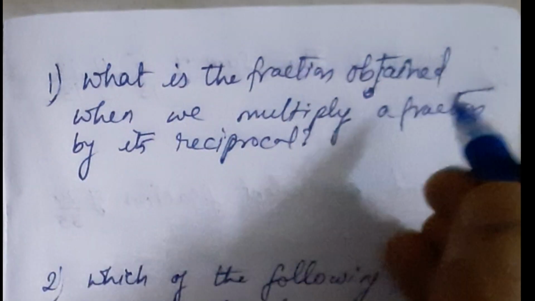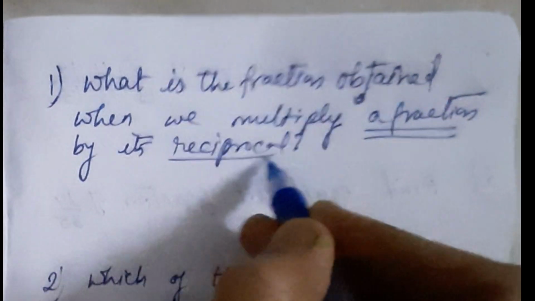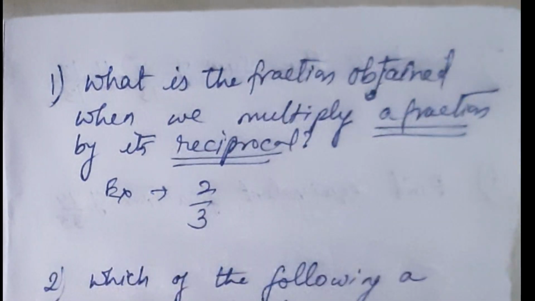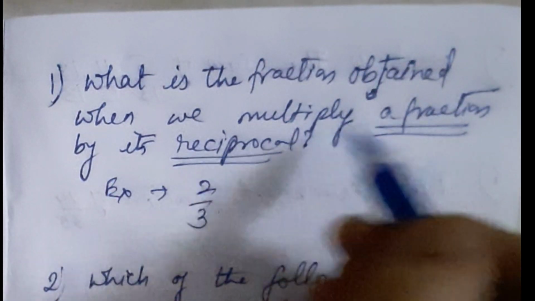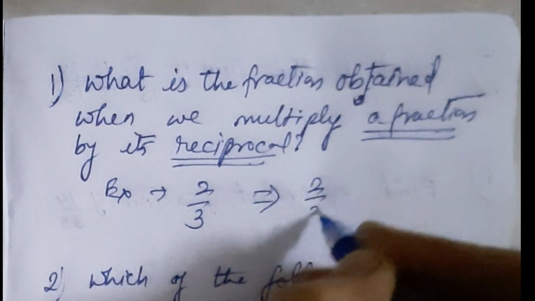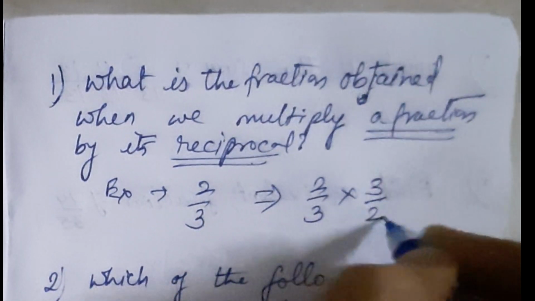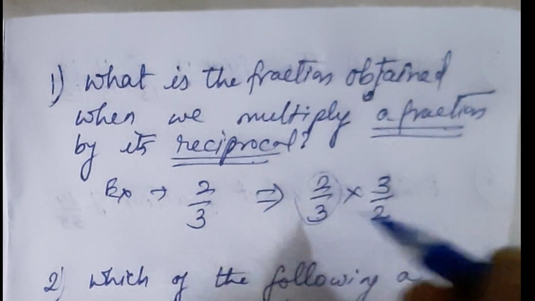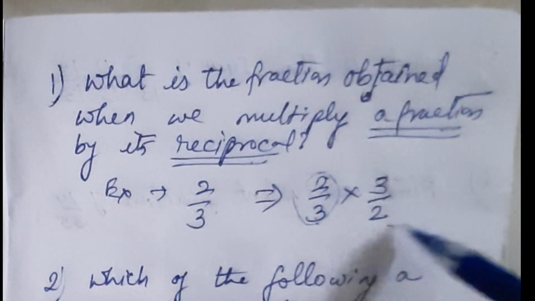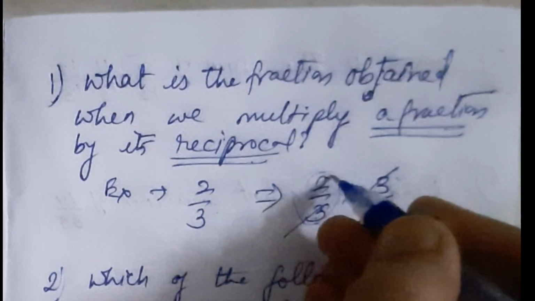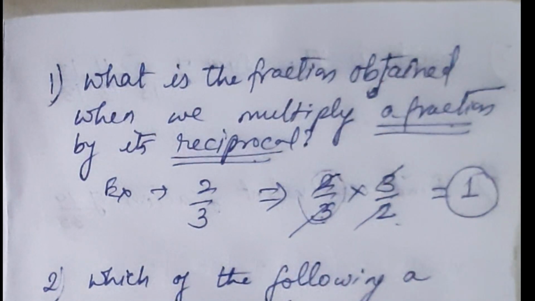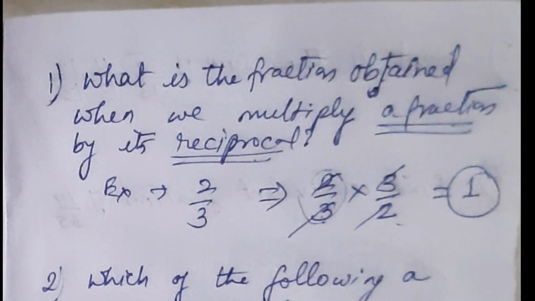So when we multiply a fraction with its reciprocal, for example, if we take the fraction as 2 by 3, here in the question it is given, we need to multiply the fraction with its reciprocal. Reciprocal means we need to reverse the number. Here I have taken the example 2 by 3, so we'll make it 3 by 2. Both the numbers will get cancelled. Thus the answer is 1. So whenever we multiply any fraction with its reciprocal, the answer is 1.